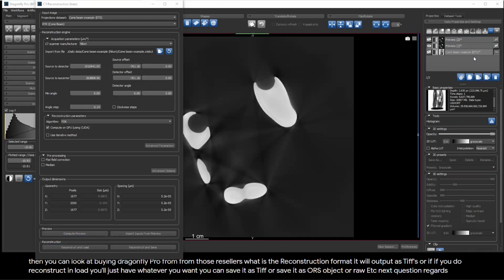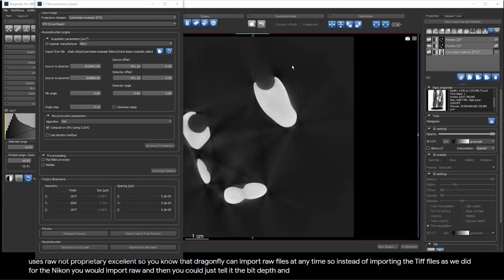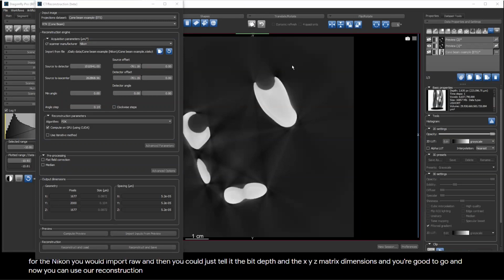Next question, Rigaku uses RAW, not proprietary. Excellent. So you know that Dragonfly can import RAW files at any time. So instead of importing the TIFF files, as we did for the Nikon, you would import RAW, and then you could just tell it the bit depth and the X, Y, Z matrix dimensions, and you're good to go. And now you can use our reconstruction engine. Another vote for the GE reader. Okay, noted.